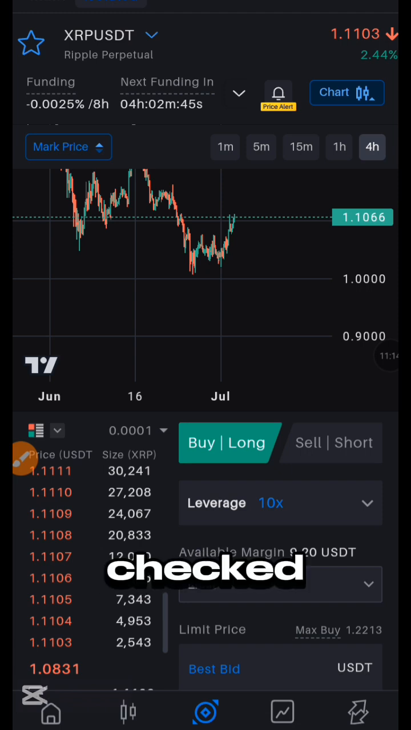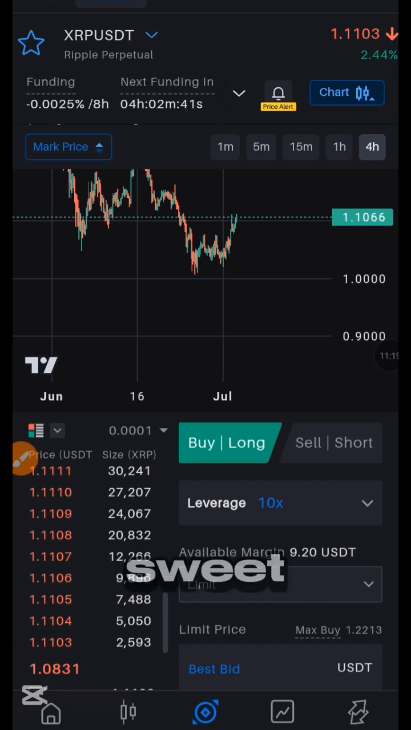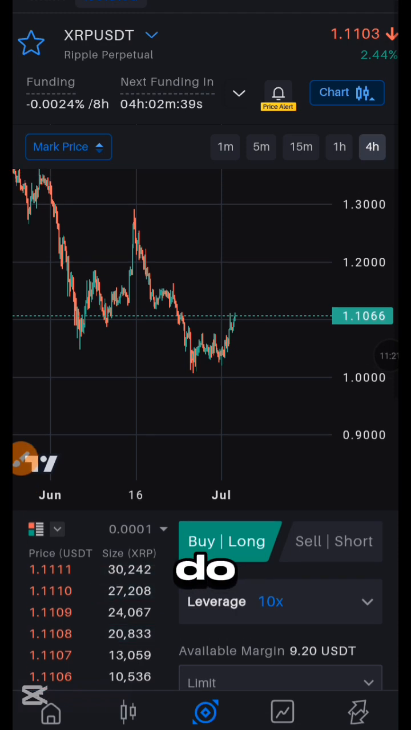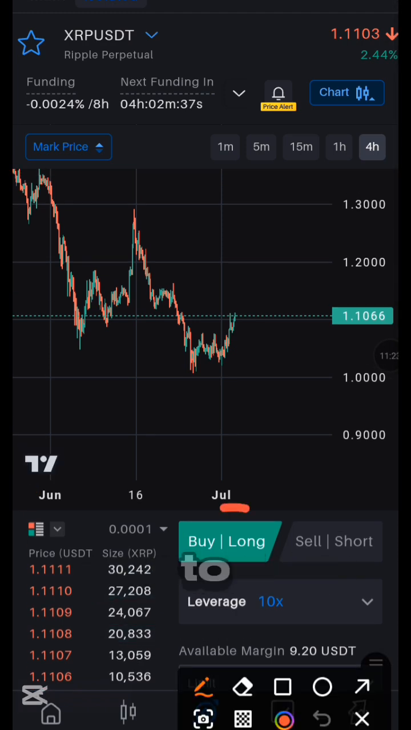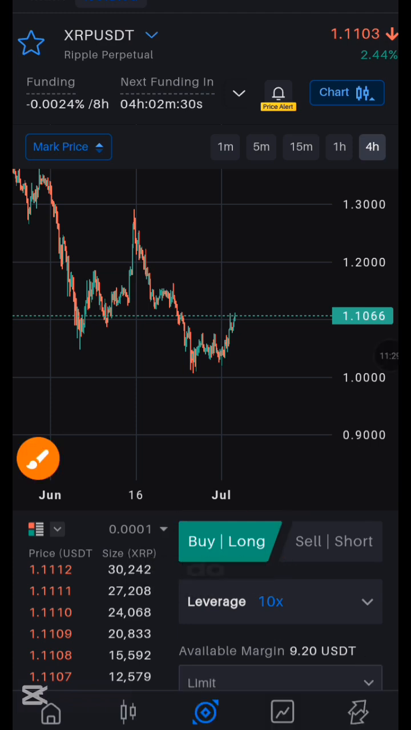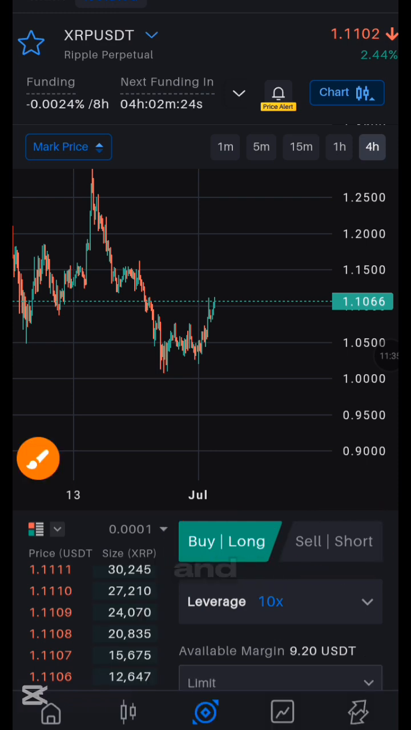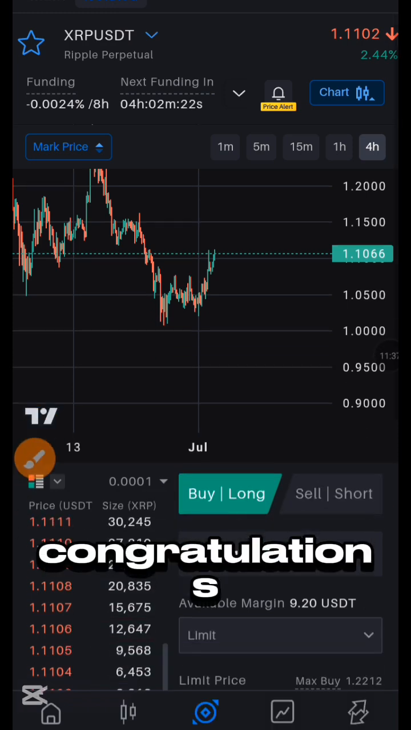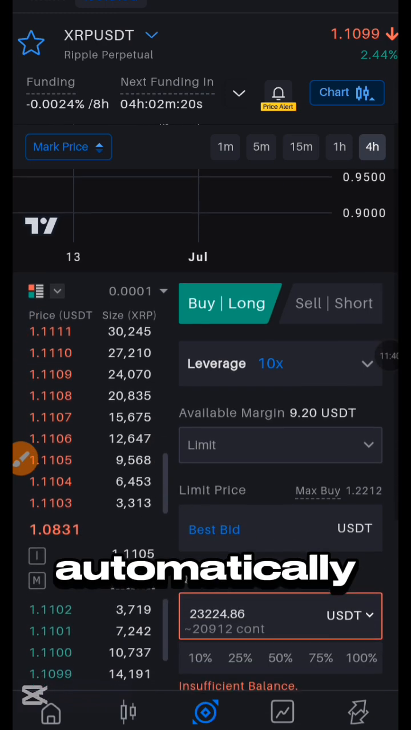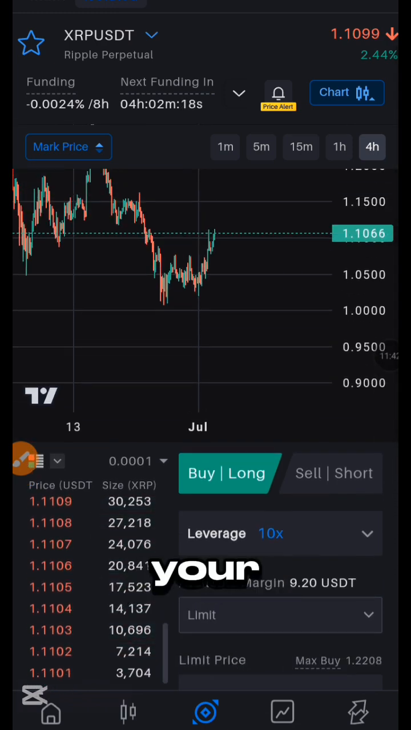Now if you've checked everything, you've reviewed everything, now comes the sweet part. All you need to do after you've checked everything is place your trade right here. You click on this long icon if you're buying, or if you're selling, you click on this short icon. And once you click on it, congratulations, your trade will automatically be placed.